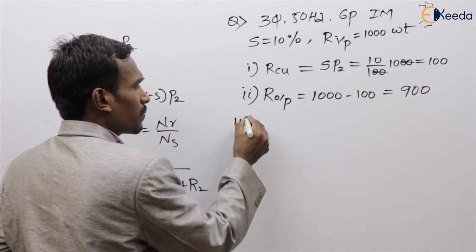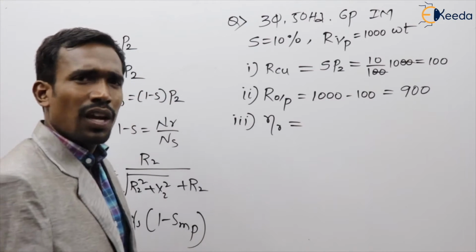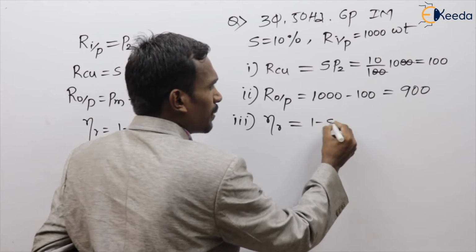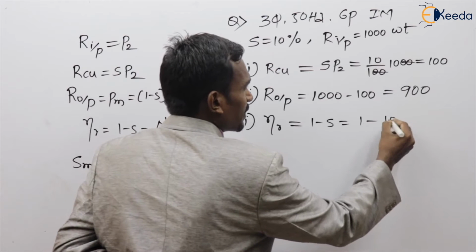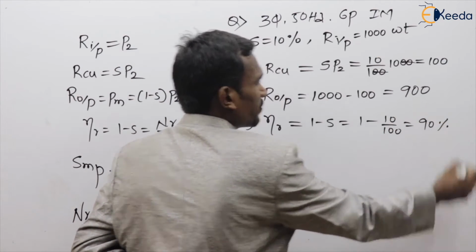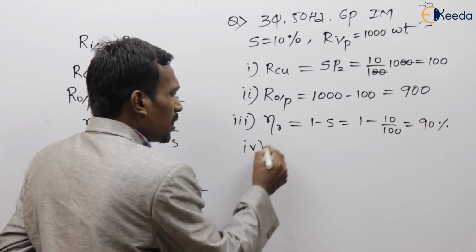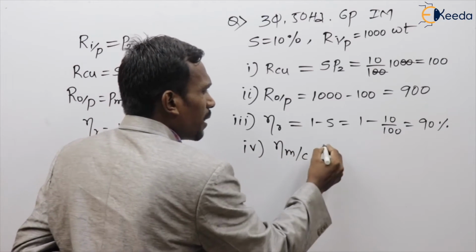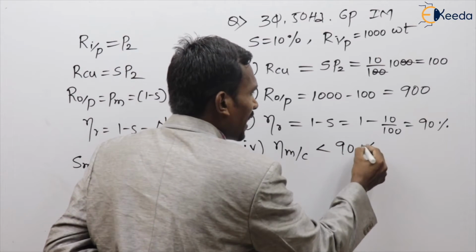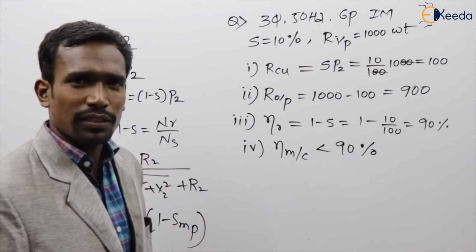Next question, rotor efficiency. Rotor efficiency is equal to 1 minus S, nothing but 1 minus 10%, nothing but 90%. And next one, what is machine efficiency? Machine efficiency is less than 90%.